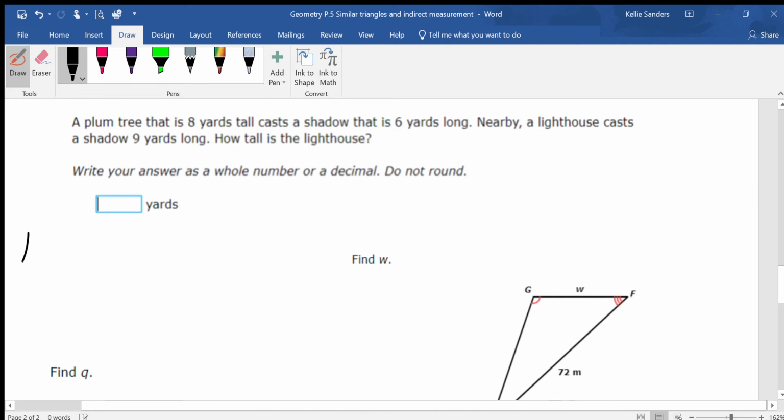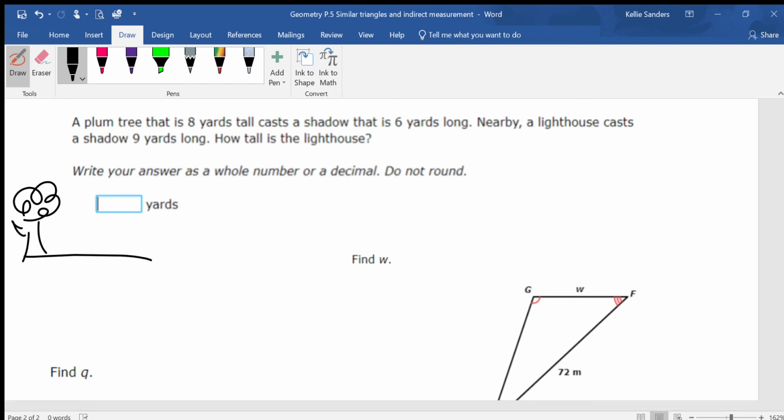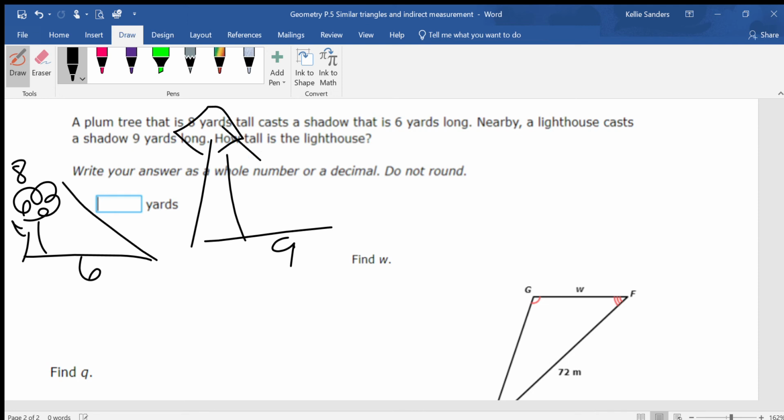A plum tree. Okay, here. That is 8 yards tall, casts a shadow that is 6 yards long. A nearby lighthouse casts a shadow that is 9 yards long. How tall is the lighthouse?